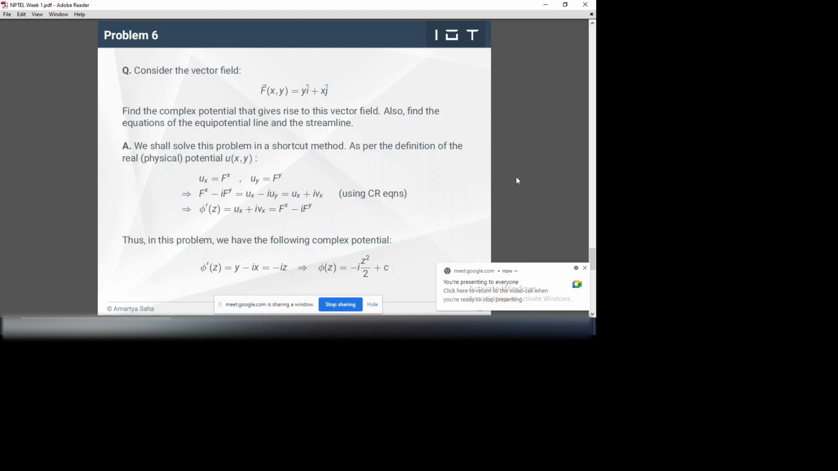Now the final problem of the session, and it's a similar problem. Given a vector field, we are again asked to find the equipotential lines and streamlines and the complex potential. But now we'll take a different, shortcut approach.